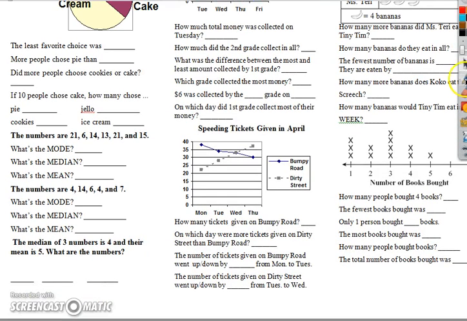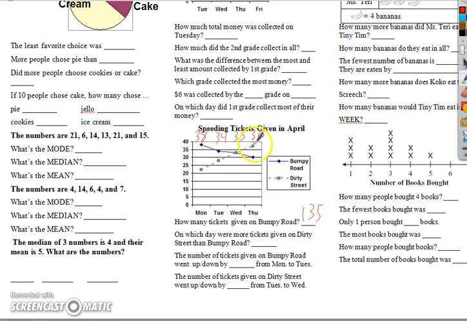Scrolling up, we got a line graph. Speeding tickets given in April on Bumpy Road and Dirty Street. How many tickets given on Bumpy Road? Okay, Bumpy Road's the blue one with the blue dots. That looks like about 38, probably 34. Right there, they're on the same one, maybe 33. And he's right on the line for 30. So then I would just add those up. 72, 105, 135.